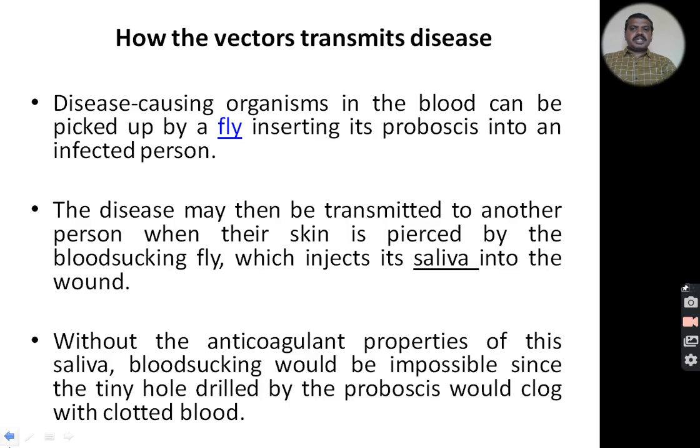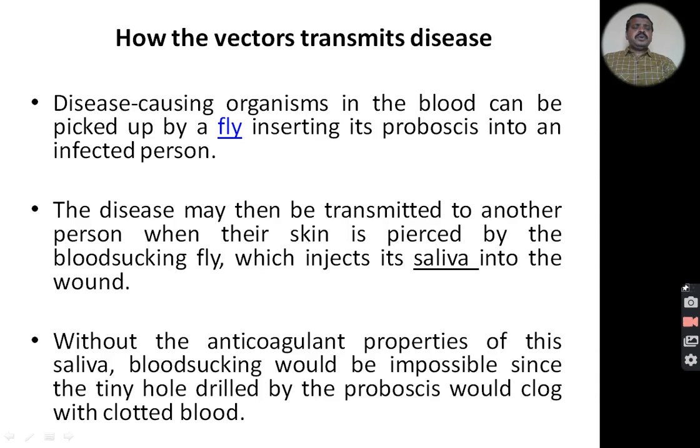While flying from one person to another, these dipterans can easily transmit parasites or pathogens from one person to another through the blood meal. The disease-causing agent is picked up from an infected person by the fly inserting its proboscis into them. The disease may then be transmitted to another person when their skin is pierced by the blood-sucking fly, which injects its saliva into the wound.